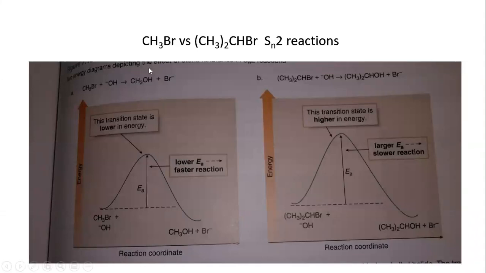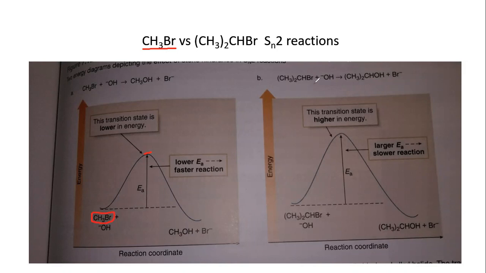So this is just comparing methyl bromide with dimethyl bromide and showing you the difference in activation energies. Because again, with methyl bromide, it's a lower activation energy because it's easier to attack from the backside, not that much steric hindrance, aka not that many bulky groups. So the activation energy is low to reach the transition state for methyl bromide. Again, it's easier to do the backside nucleophilic attack.